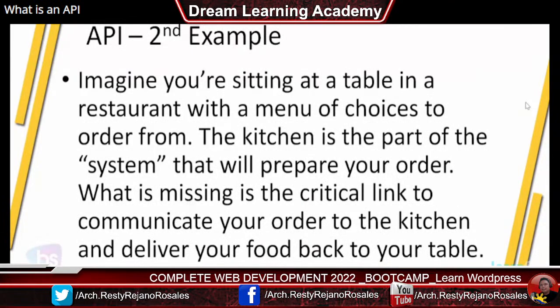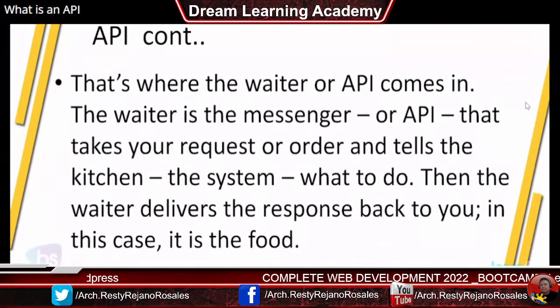Imagine you are sitting at a table in a restaurant, with a menu and choices to place an order. The kitchen is part of the system and will prepare your order. But the critical link that is missing is something to communicate your order to the kitchen and deliver your food back to your table. That's where the waiter, or API, comes into the picture. The waiter is the messenger, or API, that takes your request or order and tells the kitchen what to do to prepare it, based on the items you chose.